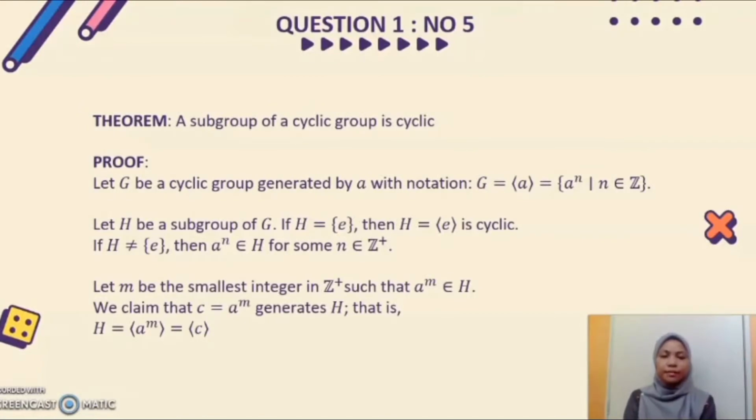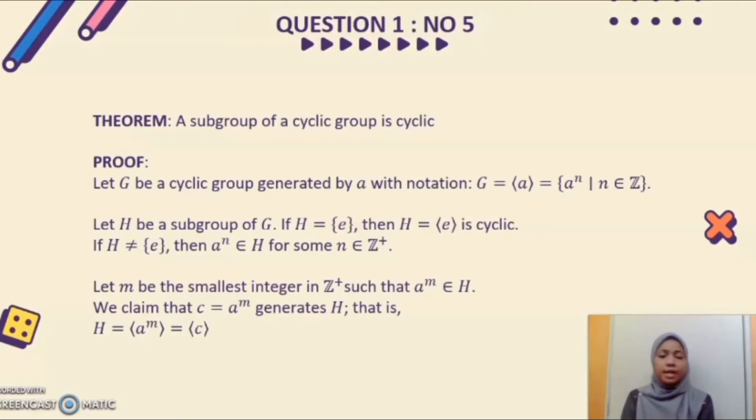Question 1, number 5. Theorem: a subgroup of a cyclic group is cyclic. To prove this theorem, let G be a cyclic group generated by a, which means every element in G is a power of a. Notation: G = ⟨a⟩, where G consists of the elements a^n, where n is an element of the integers. Then let H be a subgroup of G.